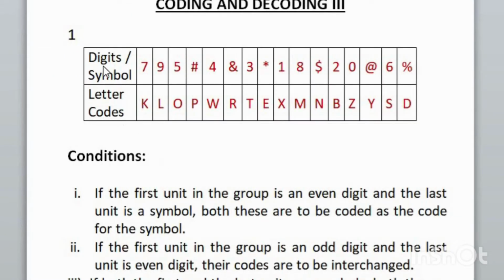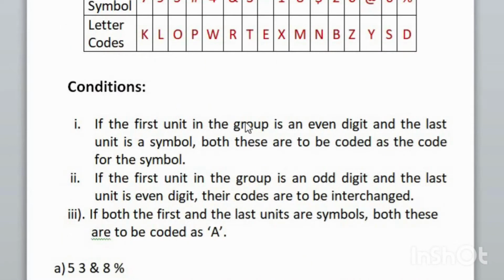In the first question you can see digits or symbols are given in the first row, and in the second row letter codes are given, and the conditions are: if the first unit in the group is an even digit and the last unit is a symbol, both these are to be coded as the code for the symbol. Second condition, if the first unit in the group is an odd digit and the last unit is even digit, their codes are to be interchanged. And third condition, if both the first and the last units are symbols, both these are to be coded as A.